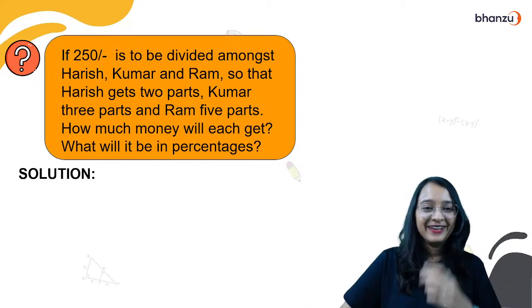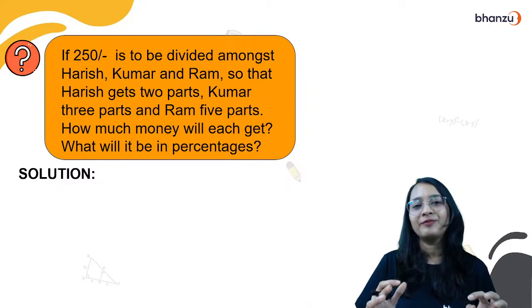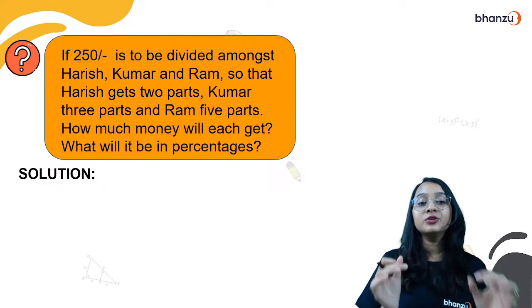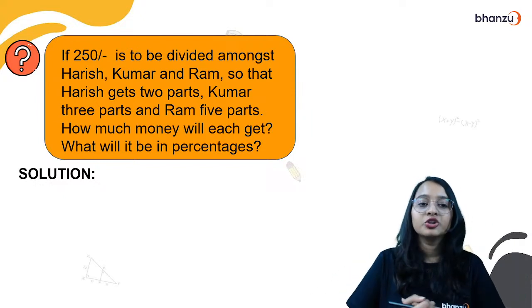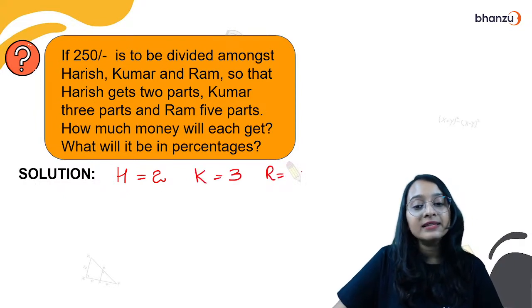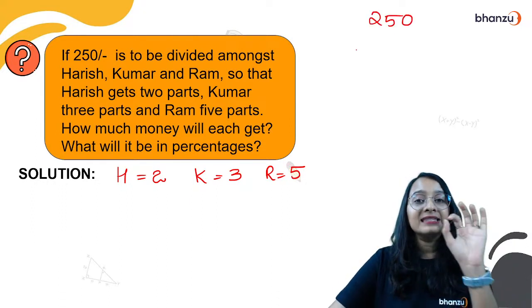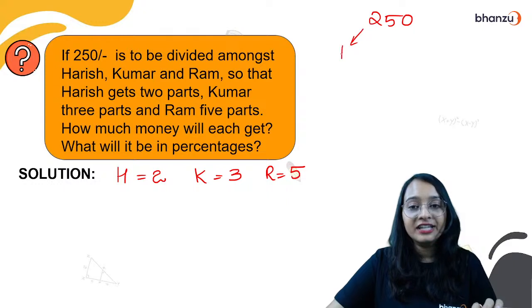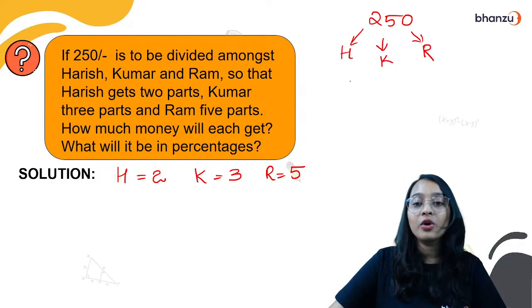Call them in. Okay. Now, let's do a quick word problem where usually a lot of people struggle. Rupees 250 is to be divided amongst Harish, Kumar and Ram so that Harish gets 2 parts. Harish is getting 2 parts. Alright. Kumar is getting 3 parts and Ram is getting 5 parts. Now this 250 rupees that I have is divided among Harish, Kumar and Ram. In which ratio? In the ratio 2:3:5.